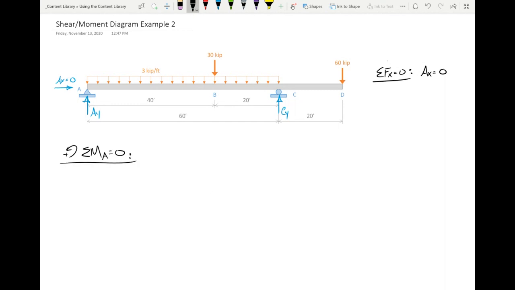However, I do want to make sure that we're dealing with this distributed load right now, so let's go ahead and handle that. I've got this distributed load, and it's 3 kips per foot, and the length over which it's acting is a total of 60 feet. So I'm going to idealize that as a single load right here. Now, can somebody tell me first off, let's handle the magnitude. What's the magnitude of this load going to be? How much is that load going to be?